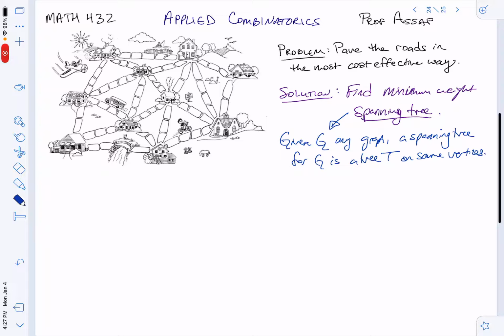So if we have a graph, then if it's connected, we can always find a spanning tree. Think about why that is. What property of a tree will let you know that you can always do that? Of course, if the graph's not connected, you're not going to be able to find a tree.